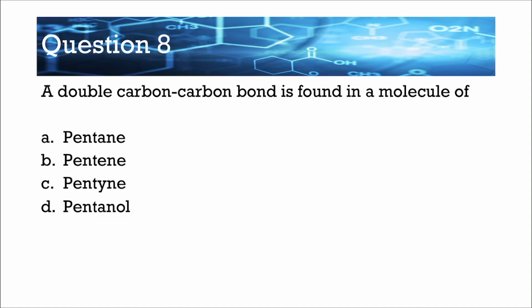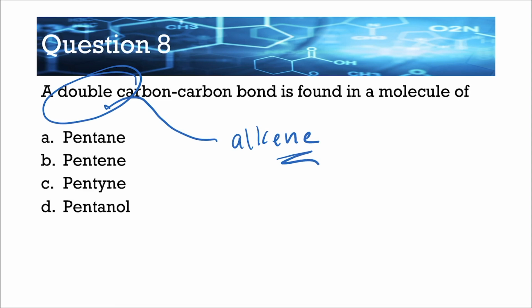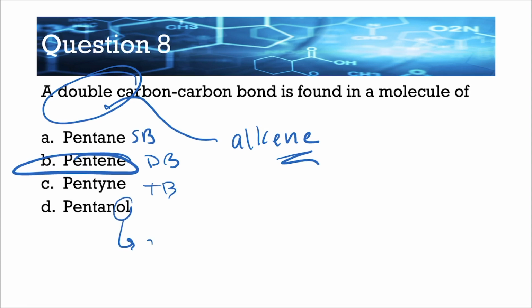Number 8, a double carbon bond. So again, a double bond is in the alkene family. So you want anything with an ENE ending, and that is B. So A is a single bond. B is a double bond, that's what we're looking for. C is a triple bond, the alkynes. OL is something we'll learn later on this week, and that's the ending for something that has the alcohol functional group. Again, topics for later on this week and next week.